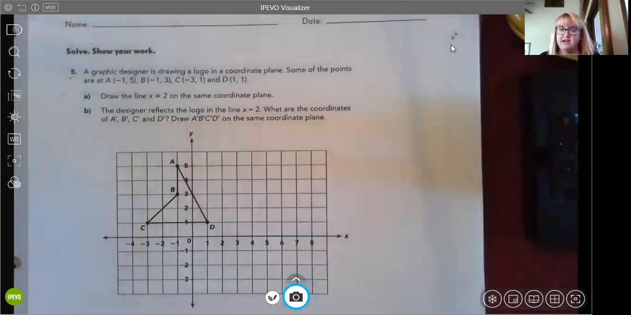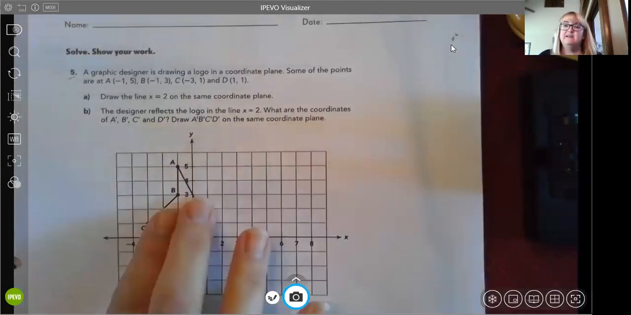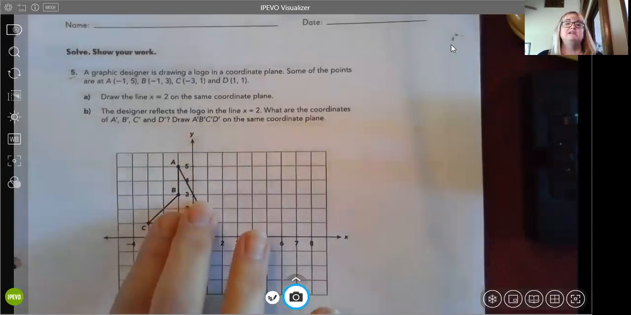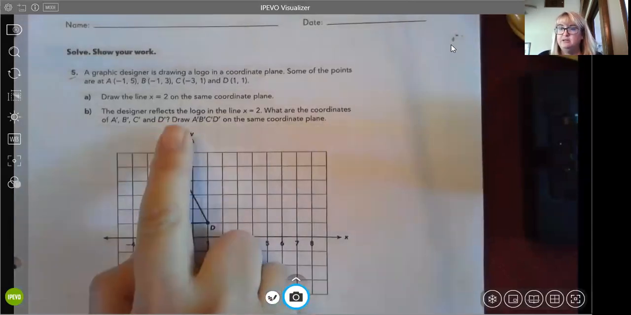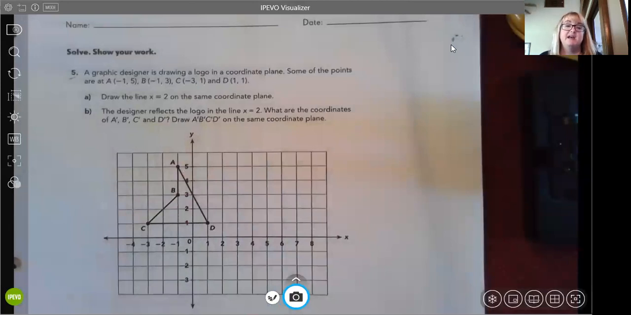Okay, there's a lot of directions, but basically what it's asking you to do is reflect this figure across the line X equals 2, label A, B, C, D to A prime, B prime, C prime, and that's what it's asking you to do. So the first thing is I would always highlight your line of reflection. That really helps kind of keep you on the track.